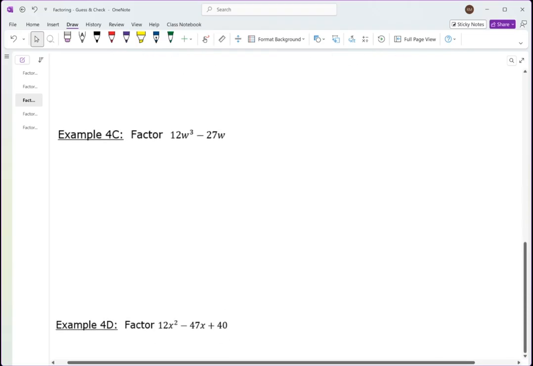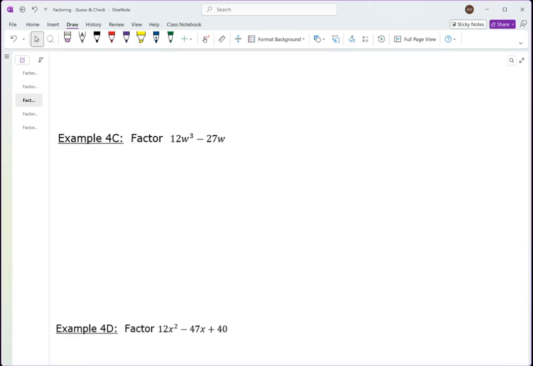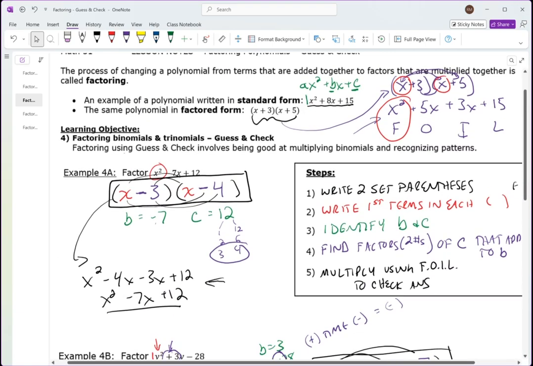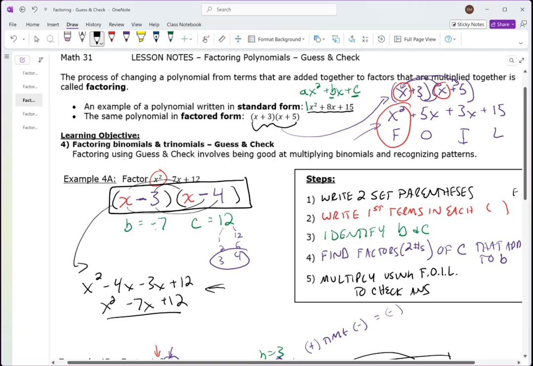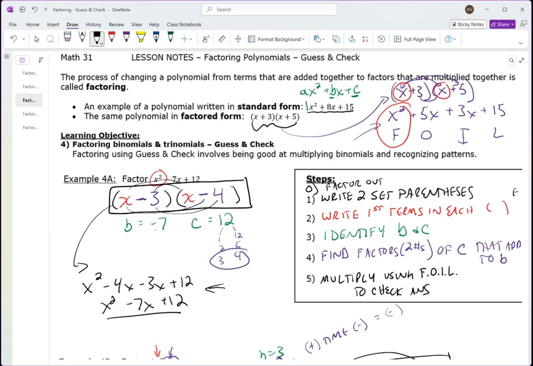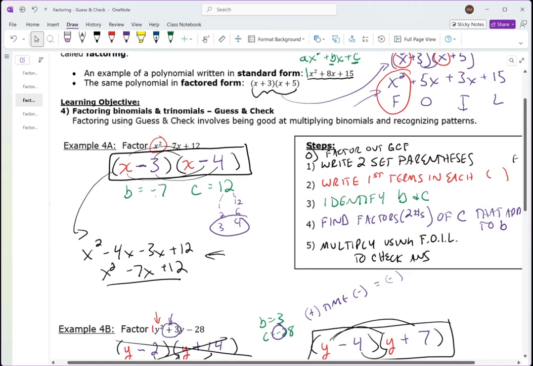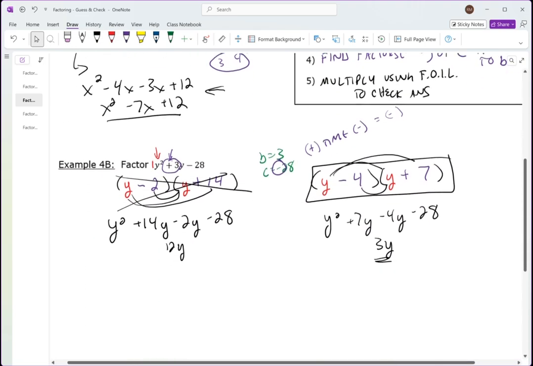If we look at this first one, remember, and I didn't write this up here and I should have, my first step, I'll go ahead and label it as step 0, is always to factor out the greatest common factor. There wasn't a greatest common factor in any of these ones because the first term was x squared and the last term didn't have an x squared.